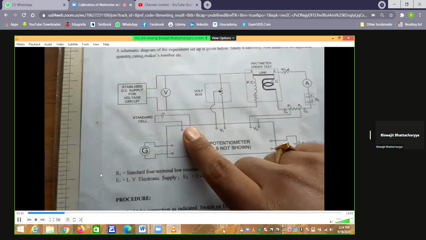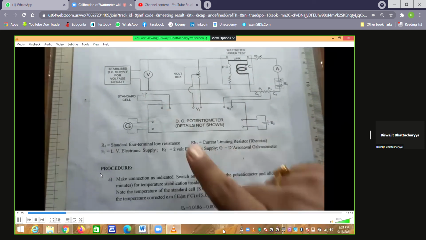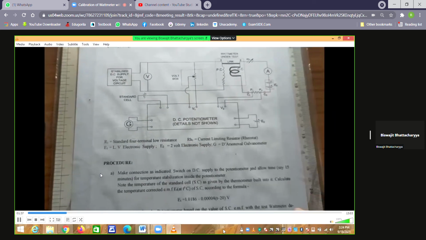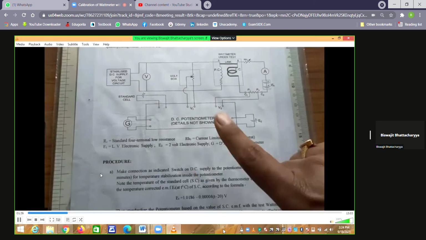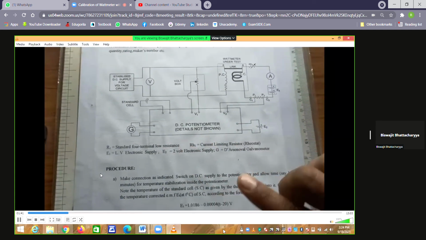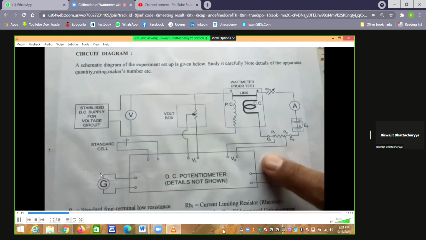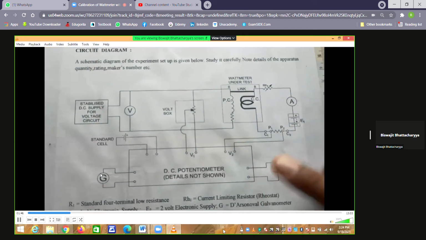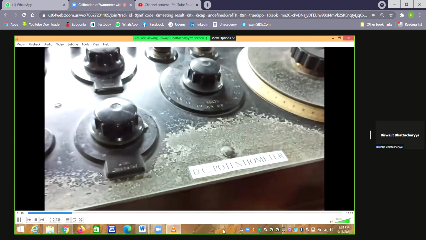We use this standard cell voltage to standardize the potentiometer. Based on this EMF, the wattmeter will be in a de-energized condition. And here is the supply for this DC potentiometer. Now these are the apparatus used for this experiment.